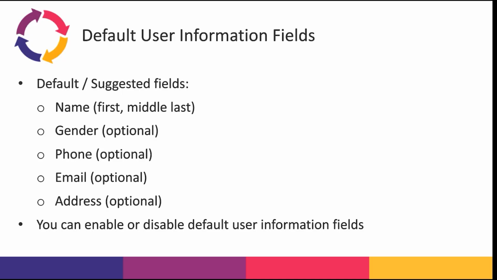So the default suggested fields that exist at the start are the name, gender, phone, email, and address. Some of those are optional. You don't have to put them in. The only thing that's required is the name. You can also enable or disable some of these default user information fields.